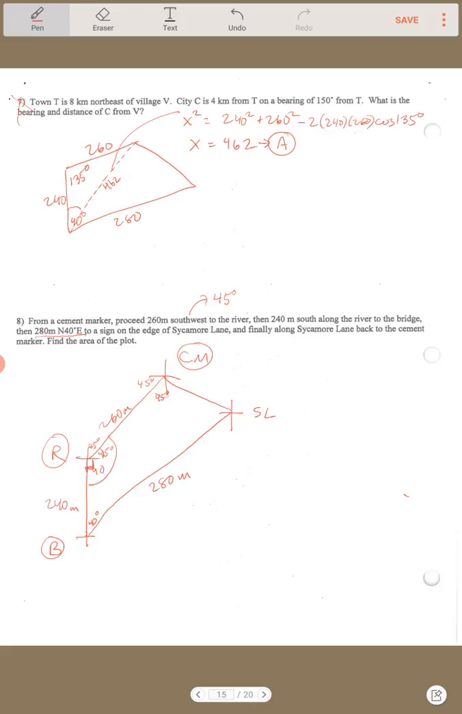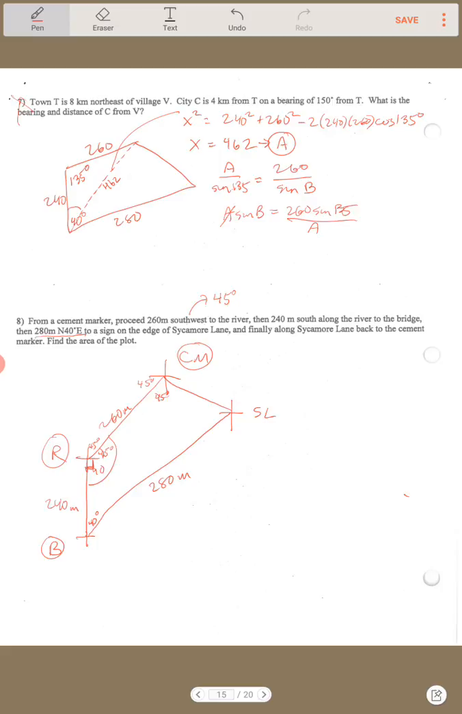I guess law of sines would work pretty well. We have this side over sine of 135, so I'm going to write it as A over sine of 135 is equal to 260 over sine of, let's call it angle B. In solving for angle B, we have A sine B equals 260 sine 135, and then divide both sides by A. Let's go ahead and find that.